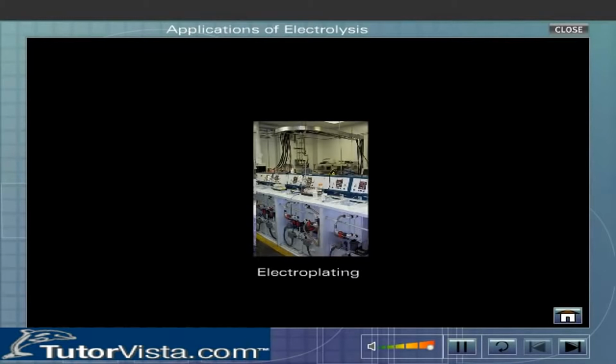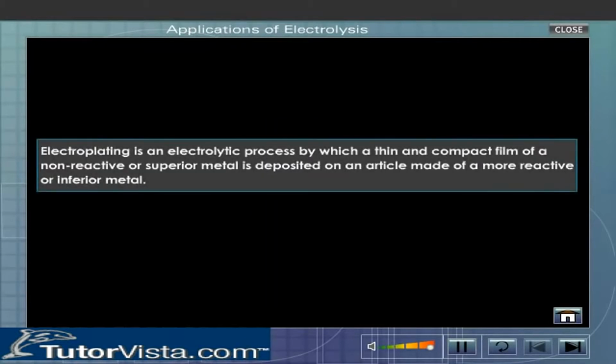Electroplating. Electroplating is an electrolytic process by which a thin and compact film of a non-reactive or superior metal is deposited on an article made of a more reactive or inferior metal.